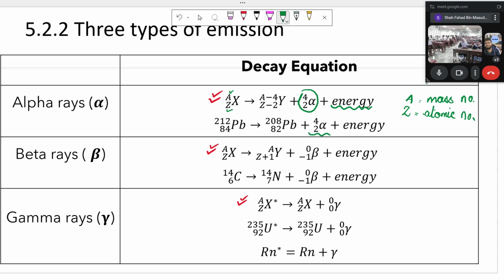Now let's talk about the beta particle. In a beta particle, there is going to be no change in the atomic mass. Atomic mass is not going to change, so I'm making a cross in front of the atomic mass, and only your atomic number is going to change, because in the beta particle, generally, when any element is removing an electron, the effect will come on its atomic number.